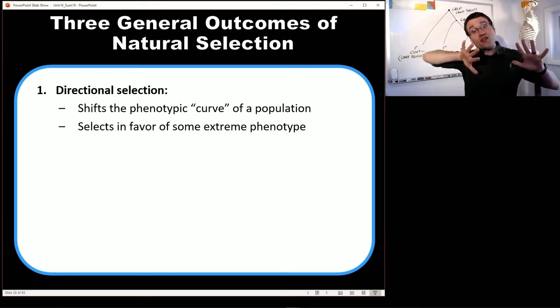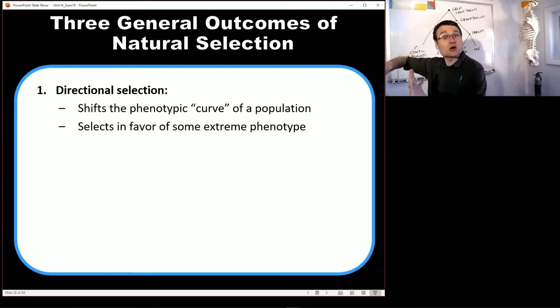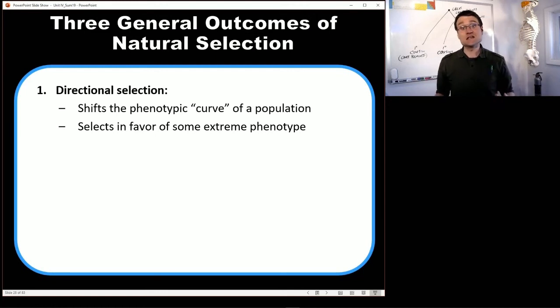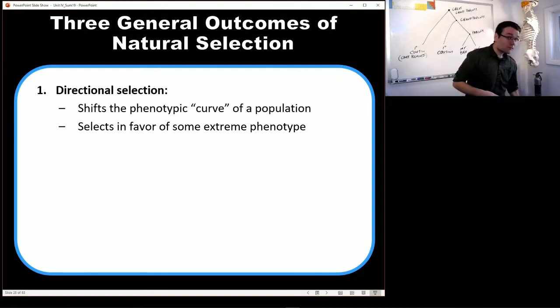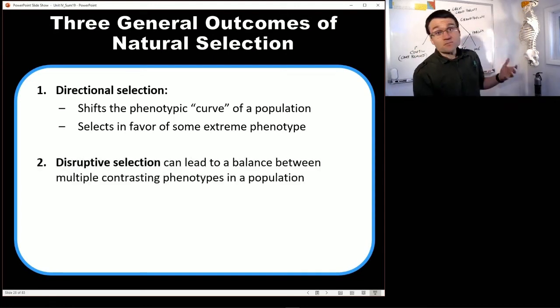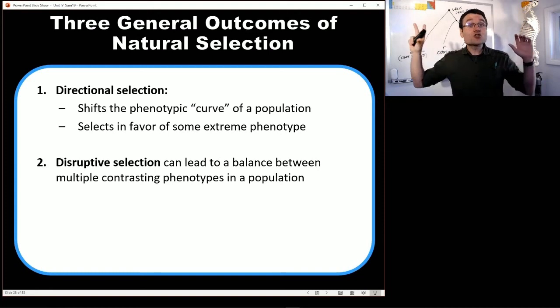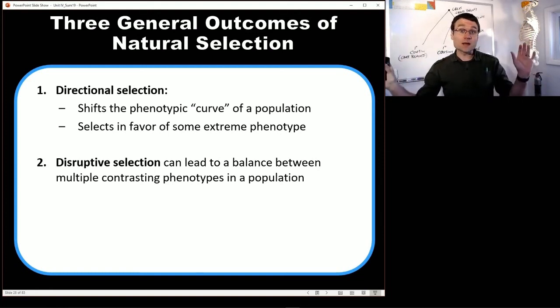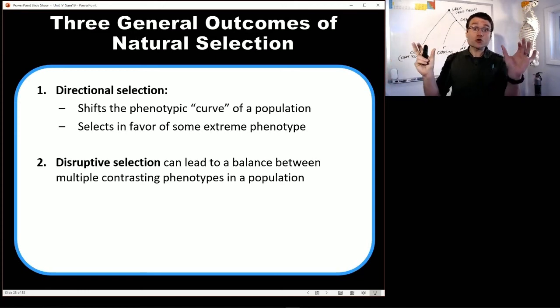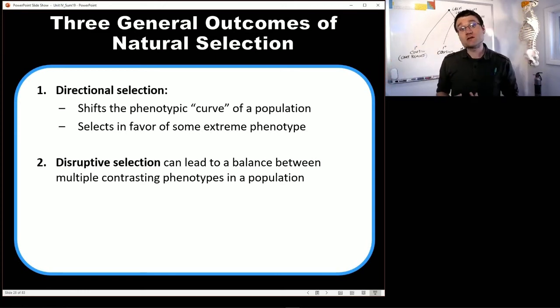So directional selection would then cause the population to get larger and larger and larger over time as all of these smaller groundhogs get eaten by foxes. However, there are other possibilities as well. So there's something called disruptive selection. In disruptive selection, you might have 2 different phenotypes which are both very well adapted to conditions. They're both good strategies for surviving in a particular environment.